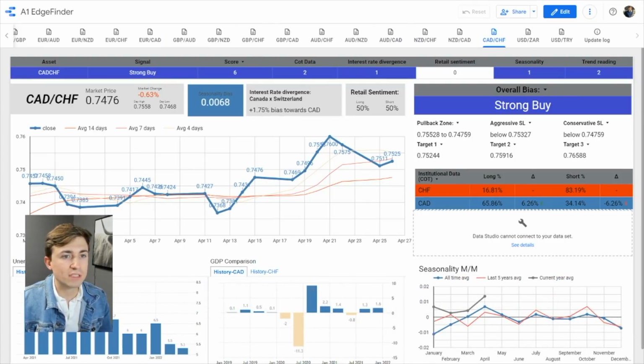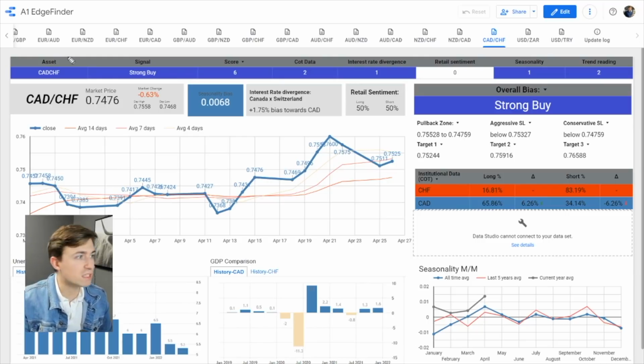Basically what it does is it takes a conglomerate of several different factors. We have, for example, COT reports, interest rates, retail sentiment, seasonality, trend readings, all of these things you've probably heard in isolation, but this tool actually combines them, creates a bias, and helps me find direction with my trading.